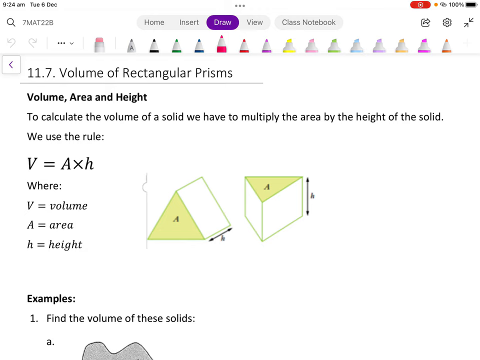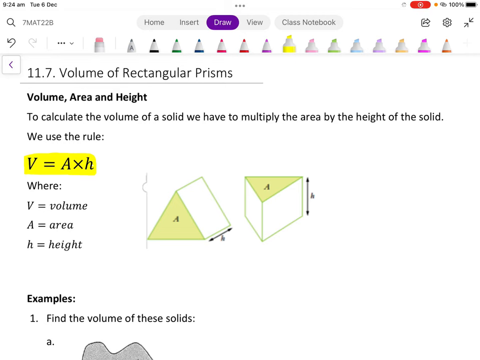So when we have volume and we're given the area and the height of a shape, we calculate the volume of a solid. We have to multiply the area by the height of the solid. So for this, we use the rule V equals A times H.